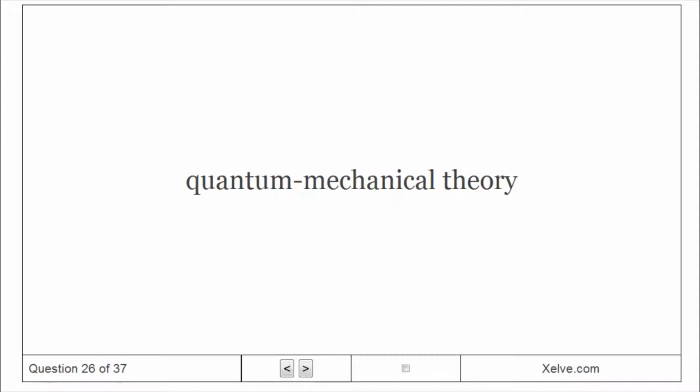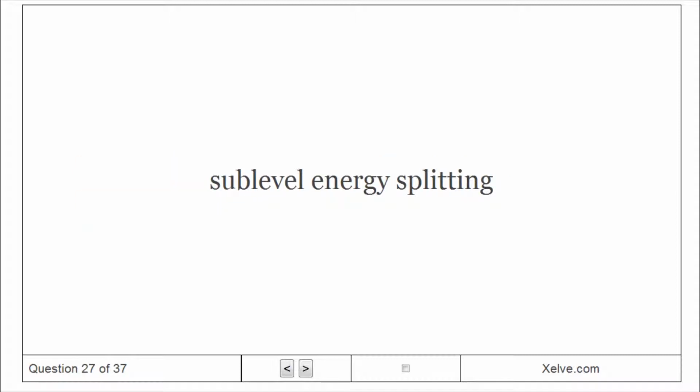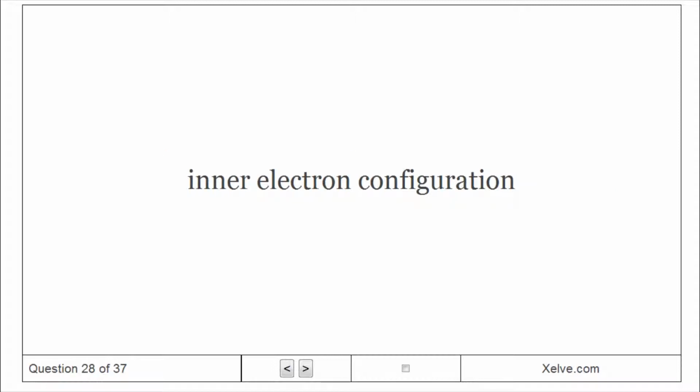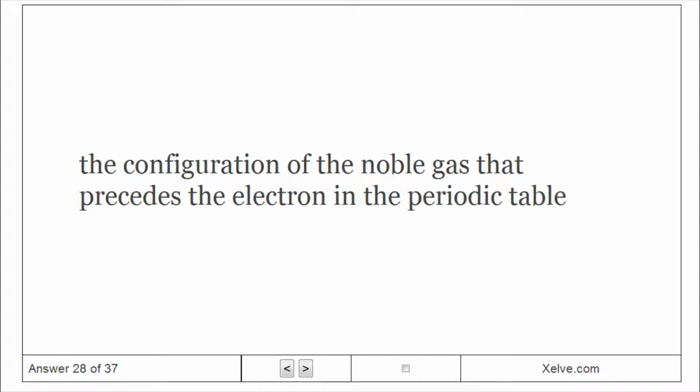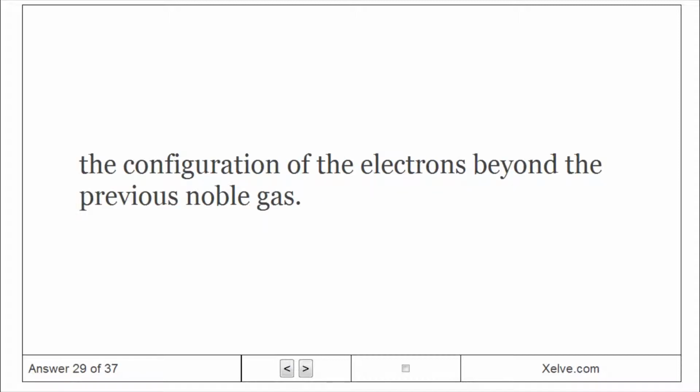Quantum mechanical theory. Theory that explains the existence of the periodic law. Sublevel energy splitting. Determines the order of orbital filling within a level. Inner electron configuration. The configuration of the noble gas that precedes the element in the periodic table. Outer electron configuration. The configuration of the electrons beyond the previous noble gas.